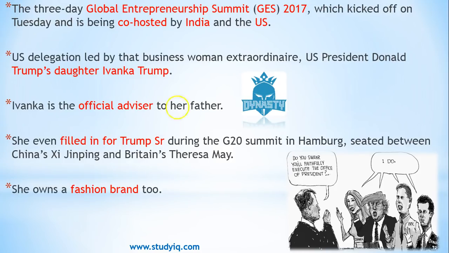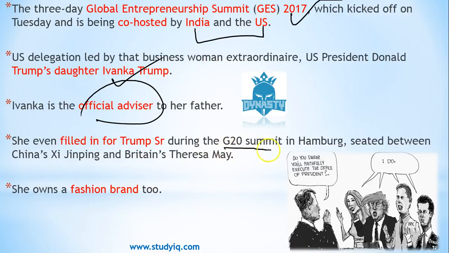Anyways, this Global Entrepreneurship Summit (GES) 2017 was co-hosted by India and the USA, and we know that the US delegation was led by Ivanka Trump, who is the daughter of the President of the United States of America. She is also an official advisor to the President, and when the President was not in the country for the G20 summit, she was filling the gap. Basically, she was acting president at that point of time. Now, this also forces me to think that we are talking about the oldest democracy of the world, and the administration of this oldest democracy is quite dynastic, isn't it?